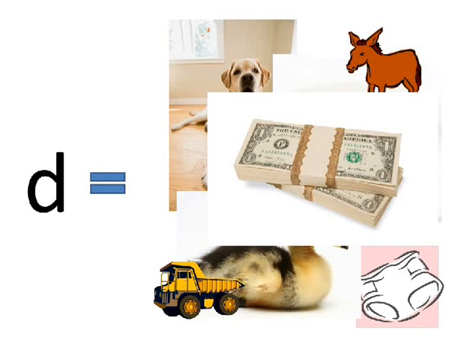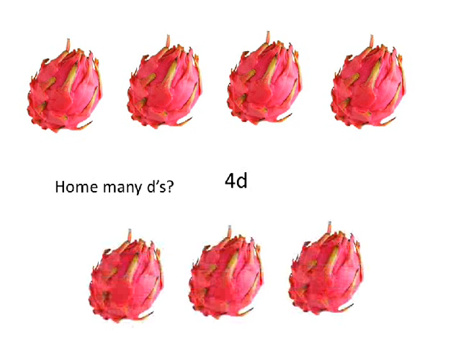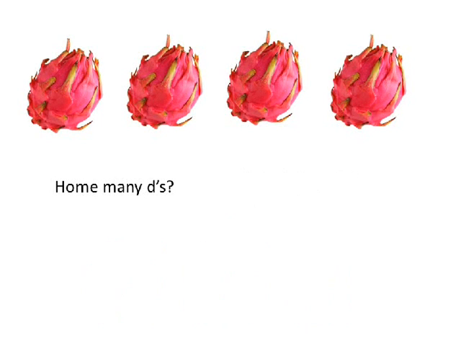How many D's do you see, or how many dragon fruits do you see? We have 1, 2, 3, 4. So if we have 4 D's, I write 4D right there, and I add 3 more D's, 1, 2, 3, and we put them together, our answer is going to be 7 D's, because we now have 7 dragon fruits.